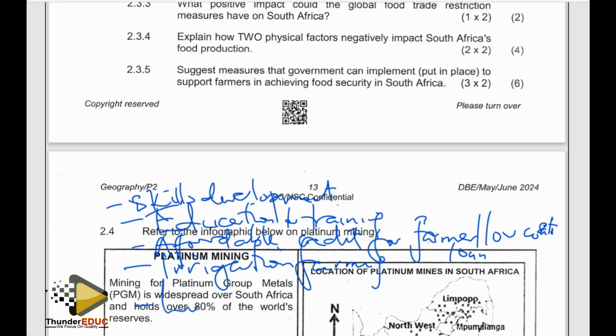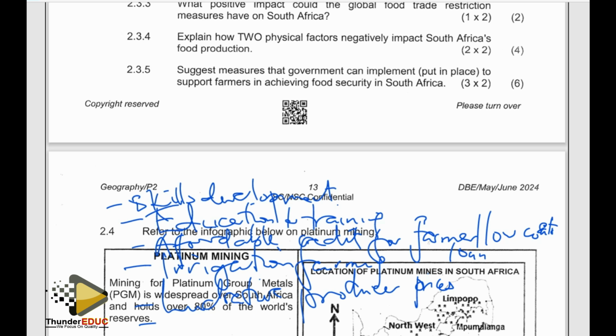And then maybe we can also talk of lucrative producer prices. If farmers are going to get better prices for their products, they are also going to be motivated to produce more. If the producer price is economic, the farmers will tend to put more effort in production in an effort to benefit from their operation. So it's also a positive implication.